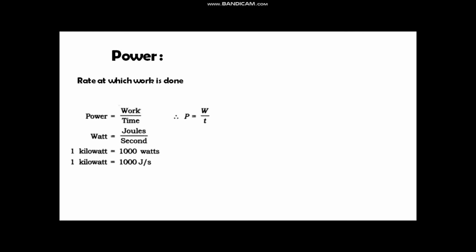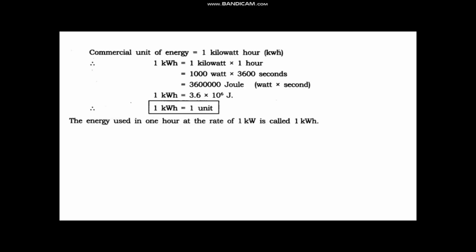Power. Power is the rate at which work is done. It is defined as W upon t, in watt, joule upon second. The units of power in kilowatts are given below. The unit of energy for commercial use is 1 kilowatt hour. Mathematically, it is shown like this. 1 kilowatt hour is equal to 1 unit.